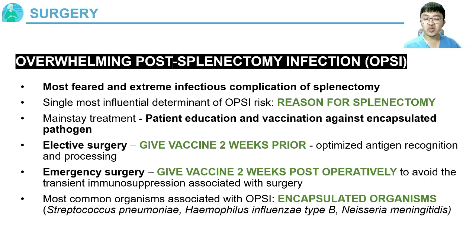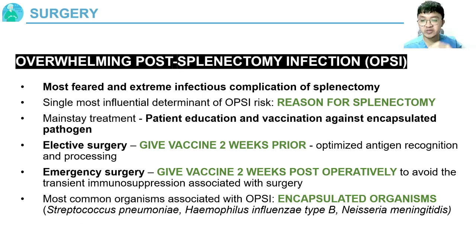So OPSI is the most feared and extreme infectious complication of splenectomy. Okay? The single most important determinant of OPSI risk is the reason for splenectomy. Some studies even show that patients who have thalassemia have a higher risk of OPSI. So again, it's the indication which determines the risk of OPSI. The mainstay of prevention is patient education and vaccination. How do you vaccinate? In most cases, in patients who have time to prepare, who are scheduled in an elective manner, you need to give the vaccine 2 weeks prior to removing the spleen.